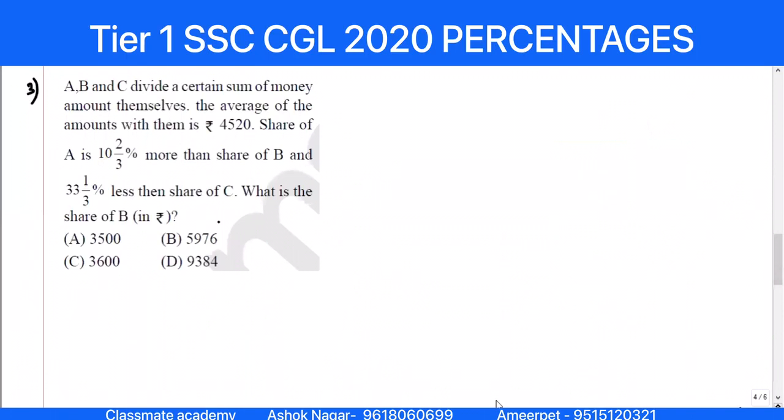A, B, and C divide a certain sum of money among themselves. The average of the amounts with themselves is 4520. The share of A is 10 2/3% more than the share of B and 33 1/3% less than the share of C. Then what is the share of B? It is asking you what is the share of B, right?